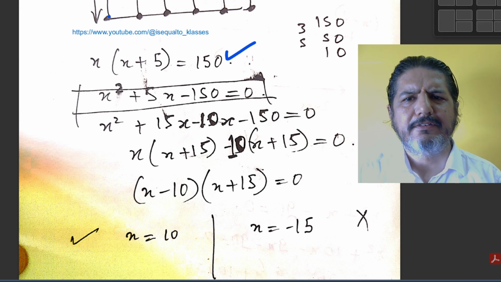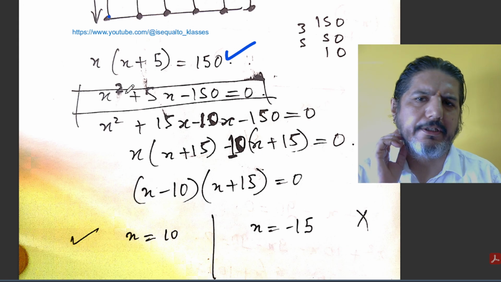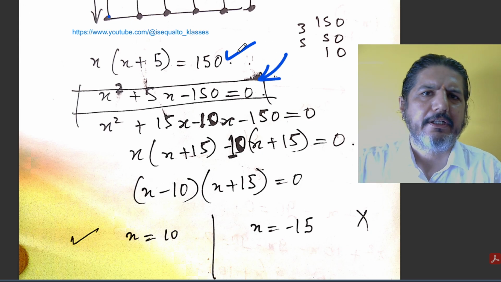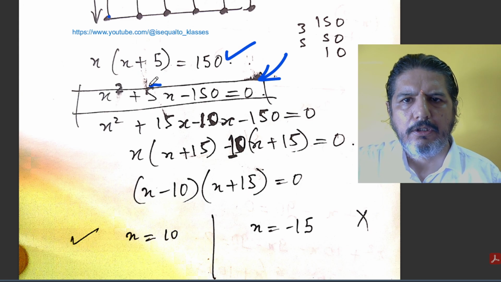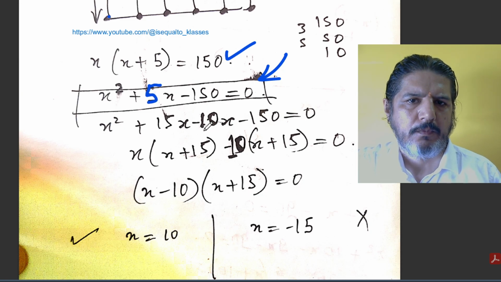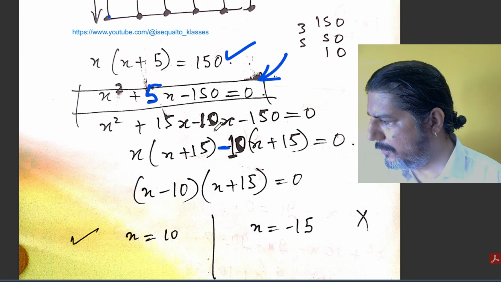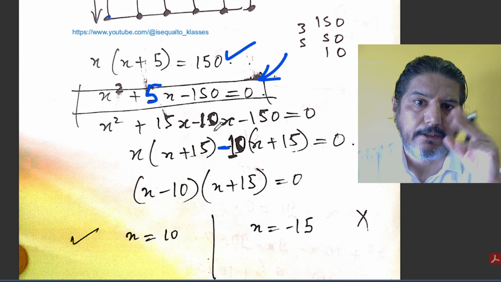So once you have reached this stage, the rest of the question is easy. Then you just have to form the quadratic equation x square plus 5x minus 150. And all these quadratic equations are usually easier to solve by splitting the middle term. So we have 5x; how we split is 5x is 15x minus 10x. You should know how to solve a quadratic equation by splitting the middle term. That's a very important skill that you need to understand.